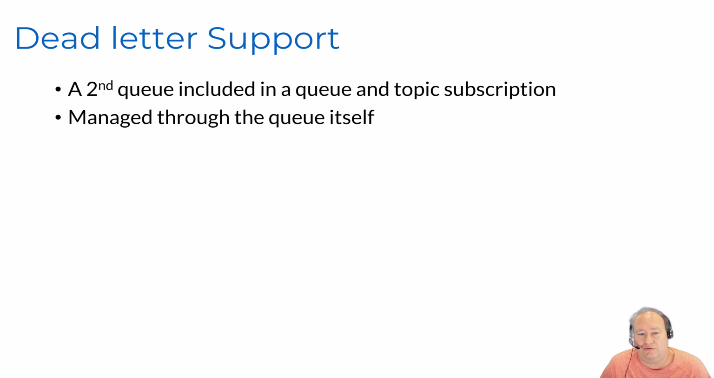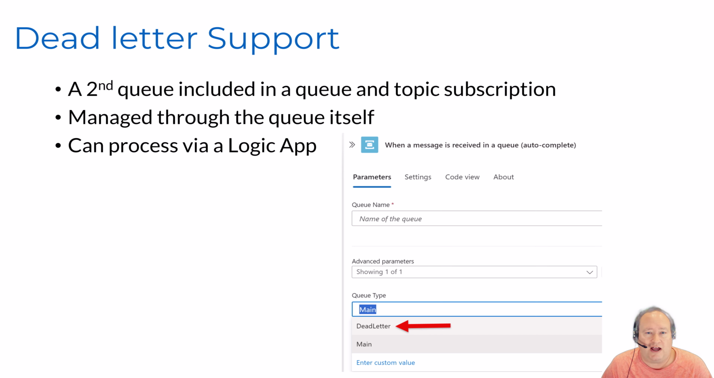These can be managed through the queue itself, so you can see the messages in the dead letter queue right in the queue, or you can write a Logic App process or some other consumer to receive messages off the dead letter queue of your main queue or topic subscription. This way you can automate the support process of messages in the dead letter queue.